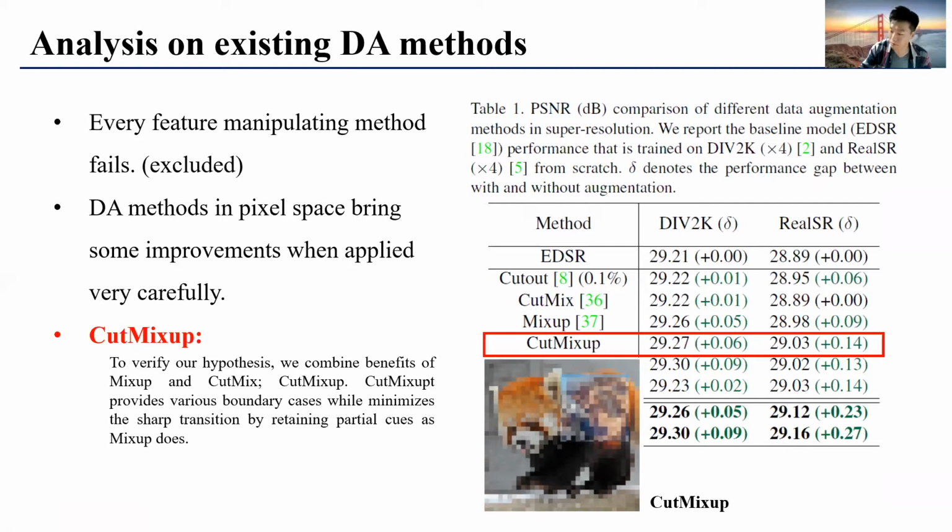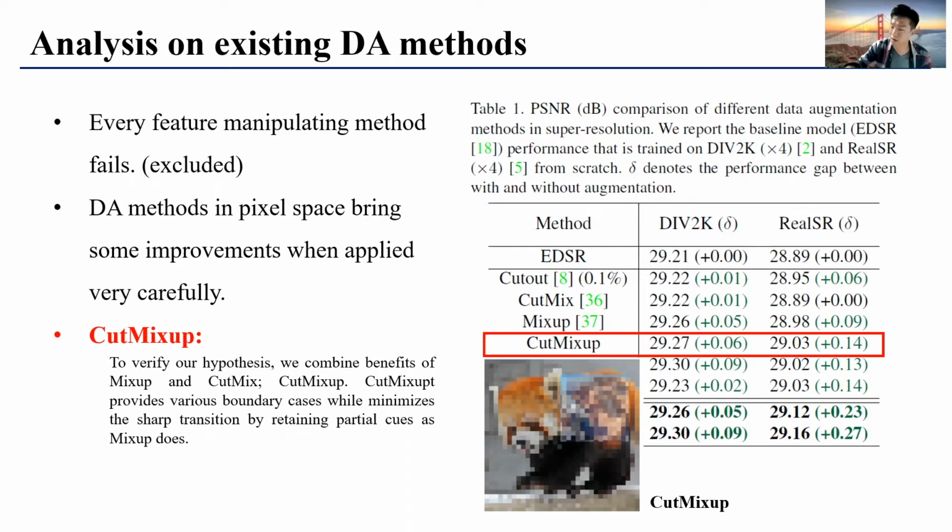I'm showing you here the performance improvement on super resolution on a specific model, but in the paper we showed that it is agnostic to the models and almost agnostic to a lot of other low level vision tasks. This trend remains the same.